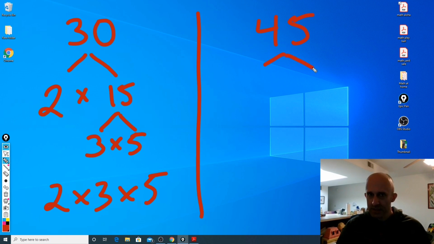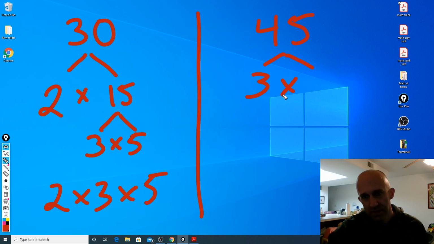For 45, you start off and do the same thing. The lowest prime number that you can figure, start off with 2. Always start off with 2. Can 2 go into 45 evenly? The answer is no. Can 3 go into 45 evenly? The answer is yes. 3 times what is 45?